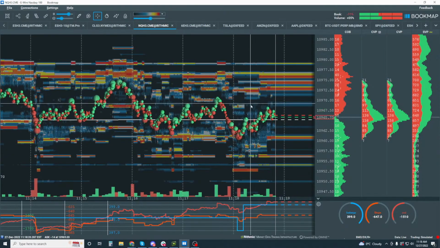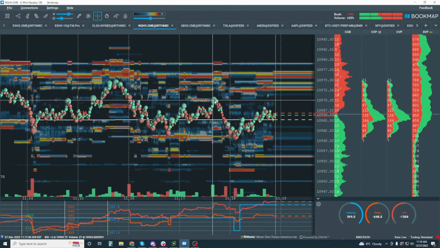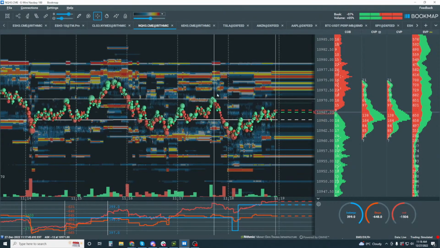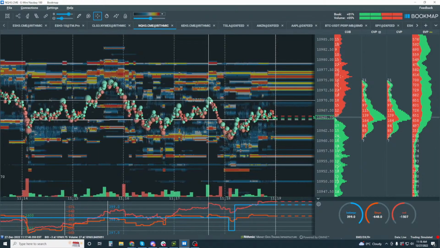So that's just an idea. These days here, we're looking for this top edge to work and break, and it didn't. And look for a retest back to it though.